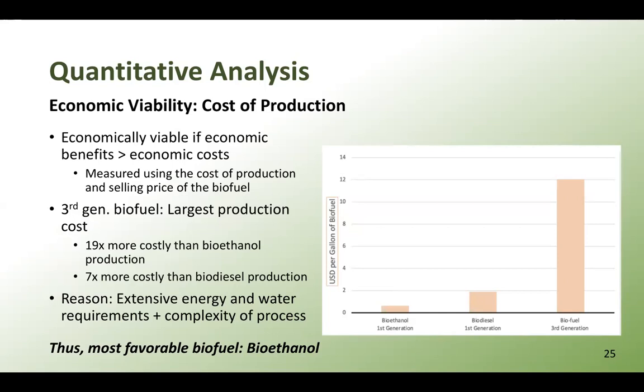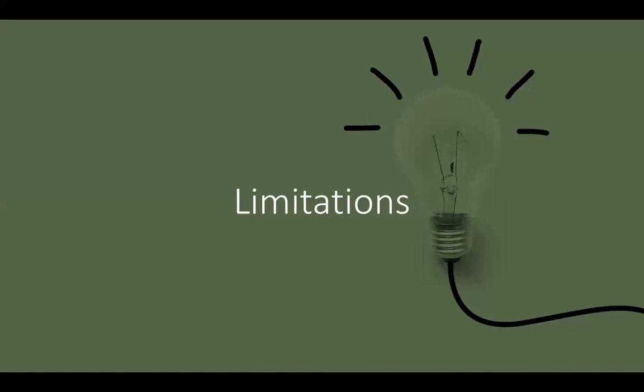So as we can see in this graph, the one with the least cost of production is bioethanol, which makes it again the most favorable biofuel when it comes to economic viability. Lien will now proceed with the limitations and finally finish with the conclusion and recommendation.